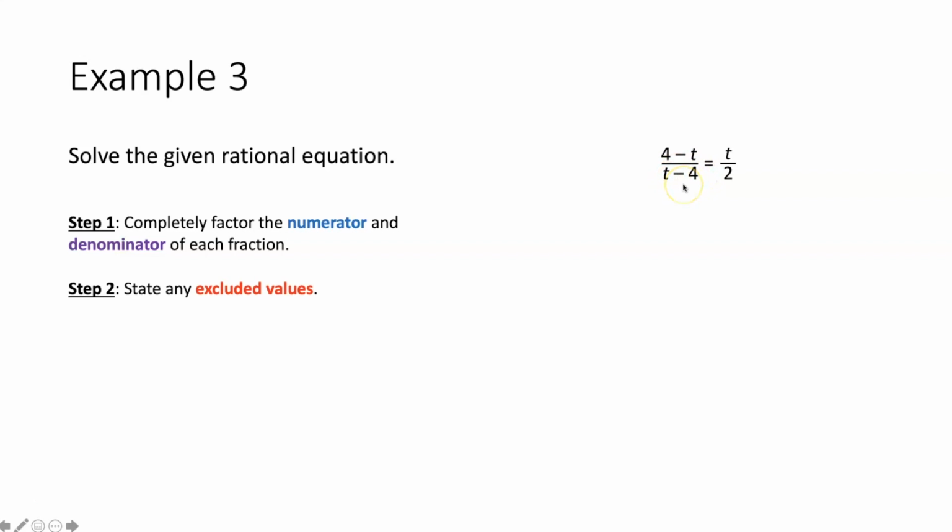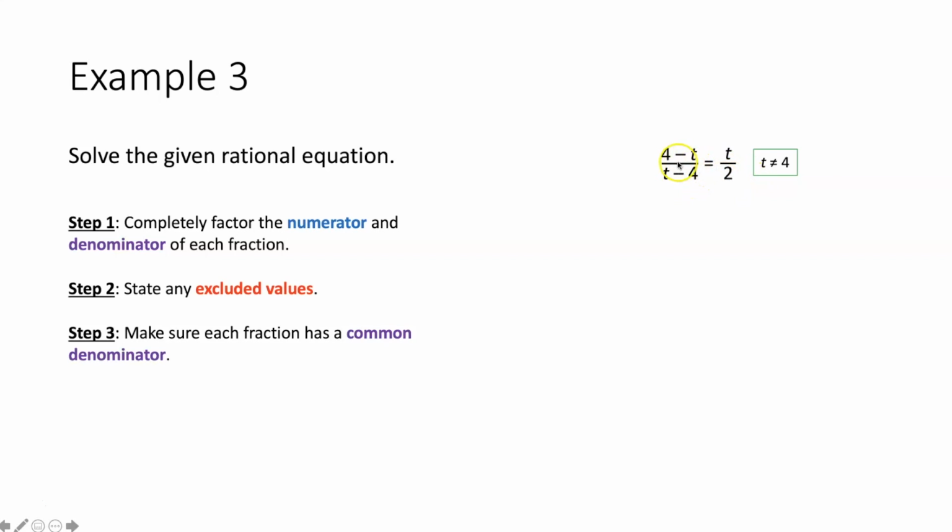So in this case, that's going to be our only excluded value. Now we can move on to step 3, where we make sure each fraction has a common denominator. So now we look, what is the least common denominator we can form between t minus 4 and 2? Well, in this case, I could just multiply this by 2 and this by t minus 4, and that would cause them to have the same denominator.